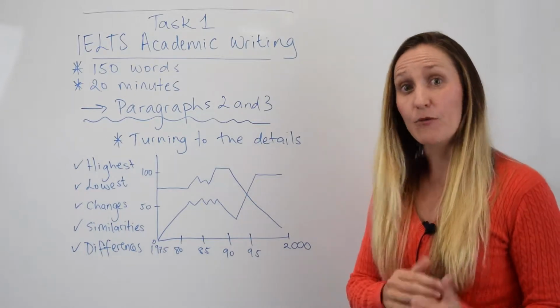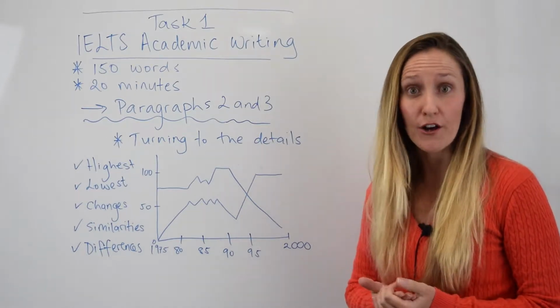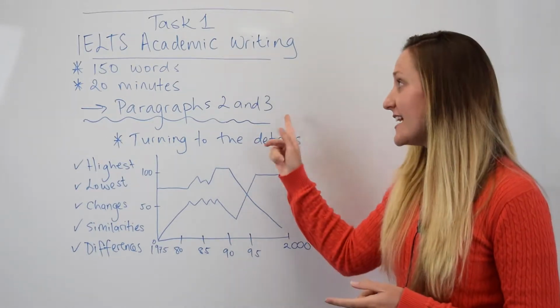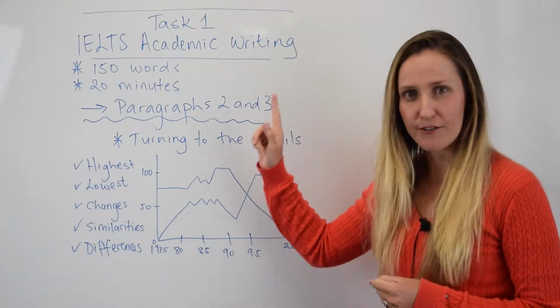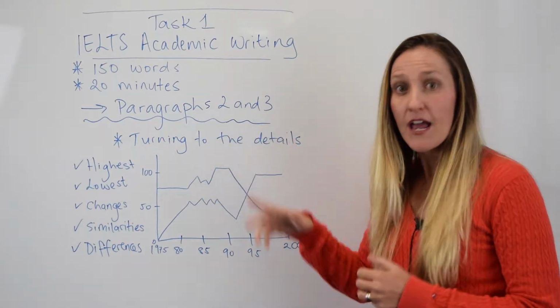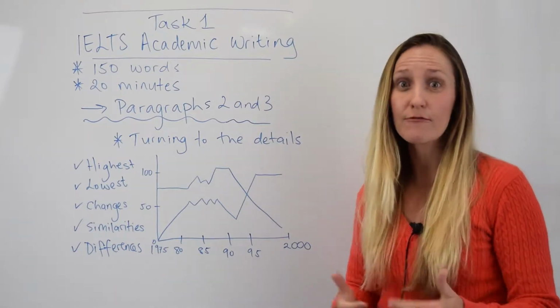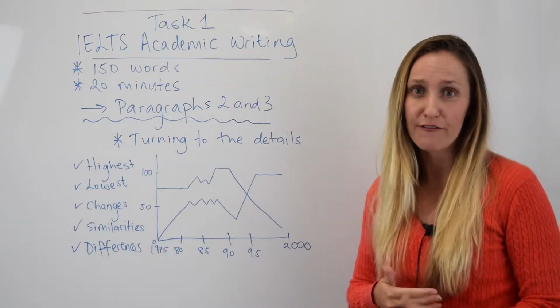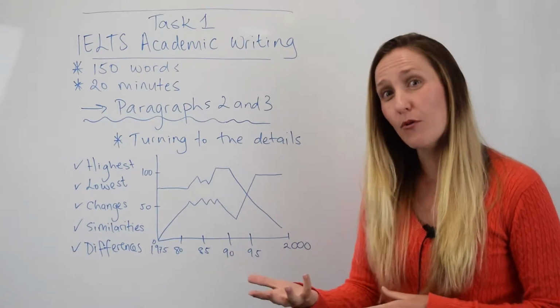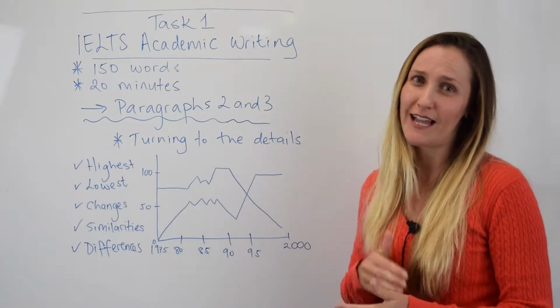In our last segment, we talked about paragraph 1 of your writing task. In today's segment, we're talking about paragraphs 2 and 3. Because this is a 3-paragraph model, I do suggest that you try and write 50 words per paragraph. But of course, if you write a little bit more in one, you can write a little bit less in another.